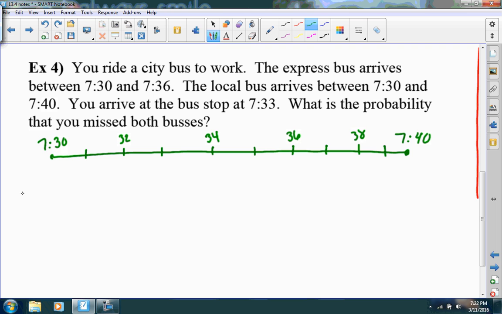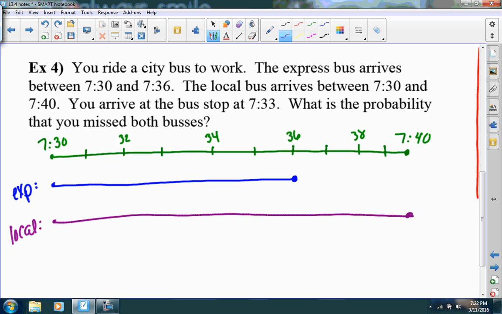Now, the express bus, let's choose a color for that. Let's choose blue. The express bus arrives somewhere between 7:30 and 7:36. So somewhere in between there. The local bus can come between 7:30 and 7:40, so all the way to the end. You arrive at 7:33. So here's 7:33. That's you when you show up at the bus stop.